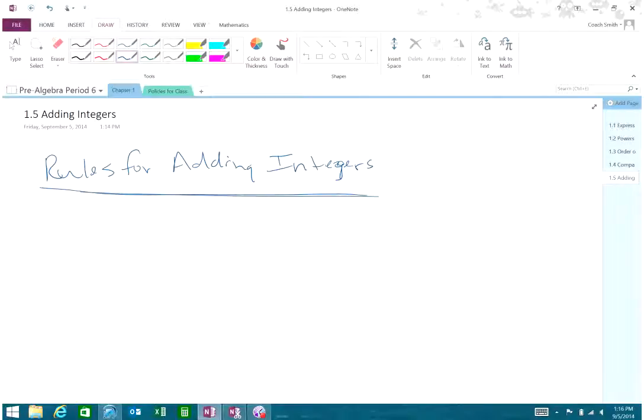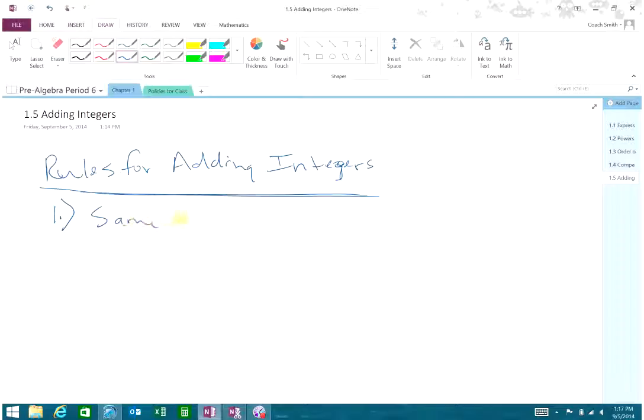First rule, and we've got to remember first of all that you can only add two numbers at one time. You can't add three at one time. You can do it fast, but you can't do it at one time. So the first thing we need to remember is that you have to do it one pair at a time when we're adding integers.